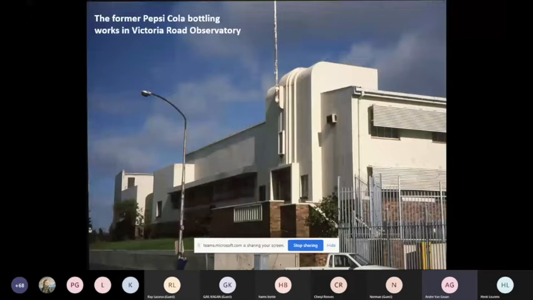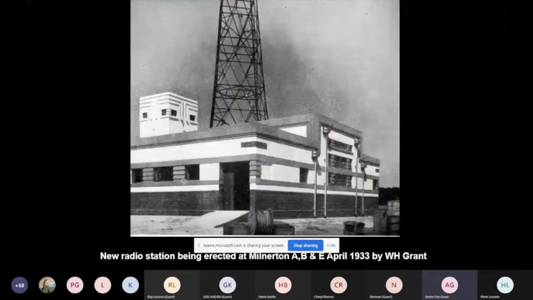The new radio station in Milnerton, Marconi Beam. Marconi Beam, of course, named because this is where it was, and it's still there. The building's still there, much changed, but it's still there. Also by Grant.